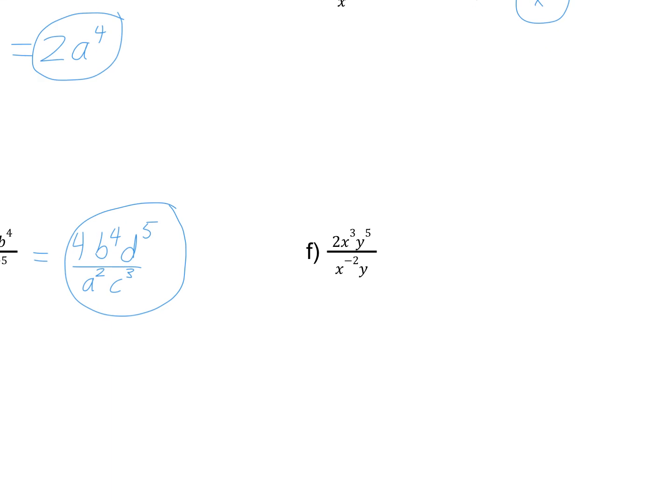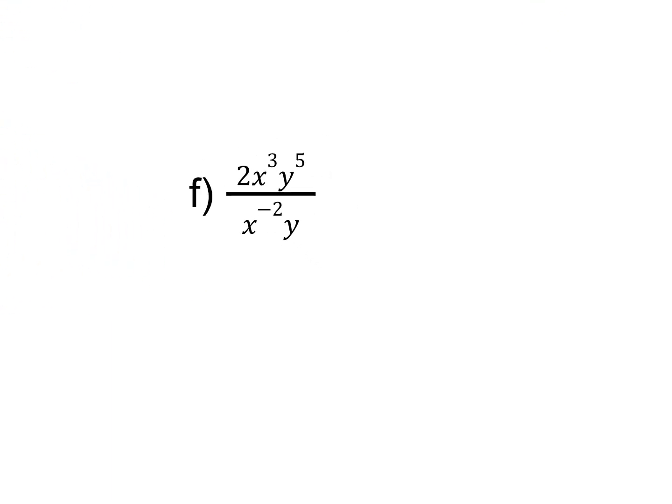All right, now let's take a look at example F. So I notice I have a 2 in the numerator, but I don't have any coefficients in the denominator. So I will have 2, and then I have x to the third in the numerator and x to the negative 2 in the denominator. So I'm going to take a couple extra steps. So I have x to the third, but then I also had x to the negative 2 in the denominator, so if I move it up, that becomes an x squared. We'll combine those in a little bit, but I'm just trying to get everything organized.